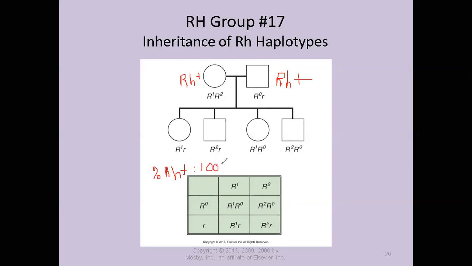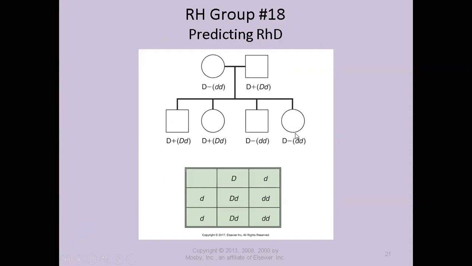So there's a 100% chance of them having an Rh positive individual, which means 0% chance of Rh negative. Let me put on my drawings. Hopefully that makes sense. Chat me or get on our discussion board if it doesn't, and I'd be happy to explain.